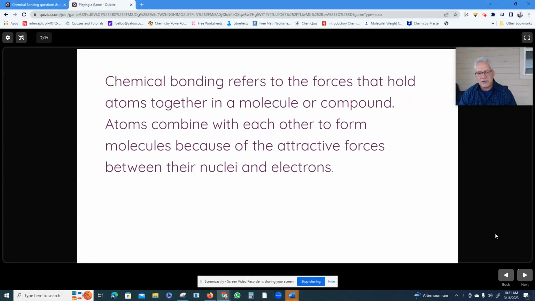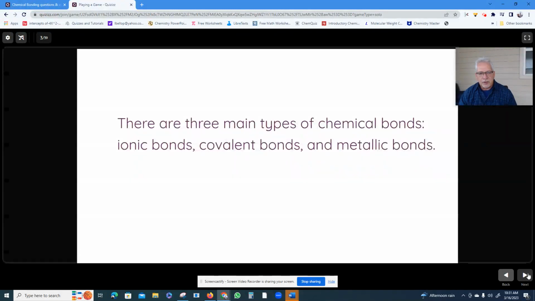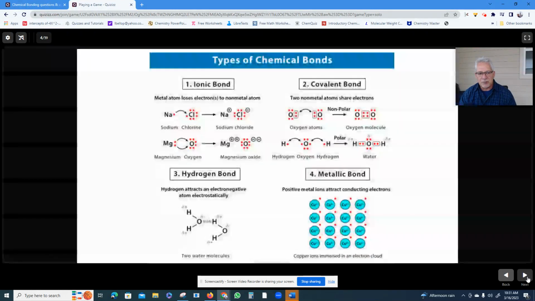Let's see the different classification for chemical bonding now. We identify mainly three types of chemical bonding: the ionic bonds, covalent, and metallic. Let's explain each one of them.